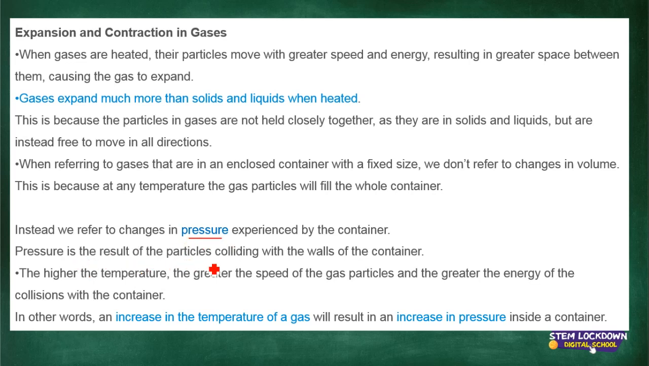Now, pressure is a result of the particles colliding with the walls of the container. The higher the temperature, the greater the speed of the gas particles, the greater the energy and the greater the collisions. So we say that at high temperatures in a gas container, the gas particles move faster, which means more energy and more collisions. In other words, an increase in temperature of a gas results in an increase in pressure inside the container.